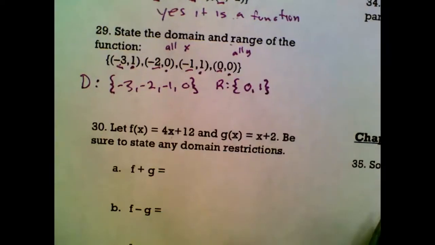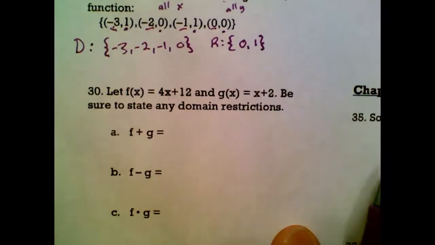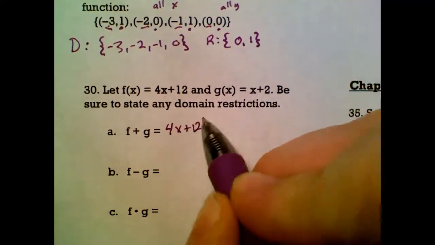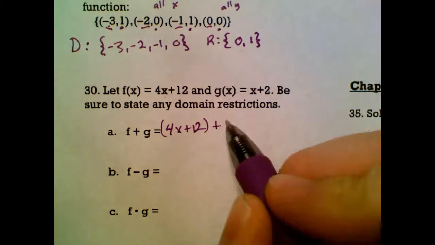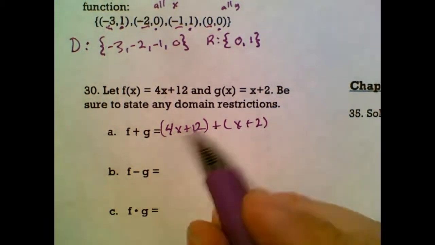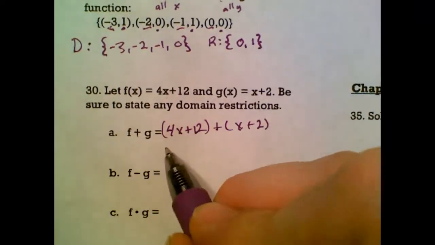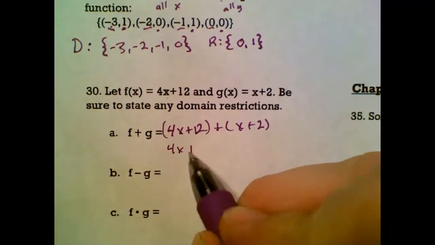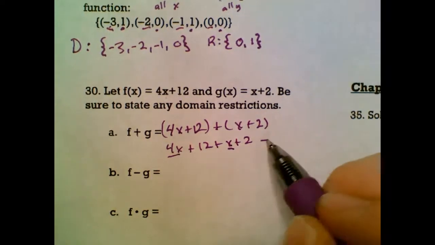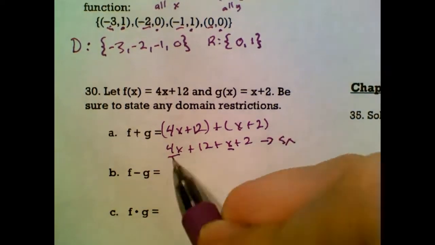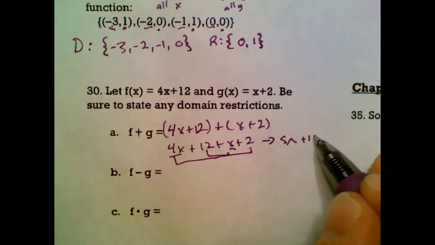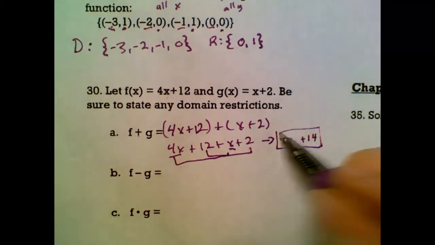So let's do that. Let's set this up. Okay, so f plus g is 4x plus 12 plus x plus 2. Because it's a plus, we really don't need the parentheses here. We've got 4x plus 12 plus x plus 2. Let's bring the x's together. That gets us 5x, and we'll bring the 12 and the 2 together. That gets us 14. Here's your answer.